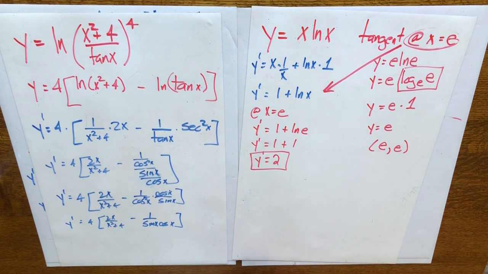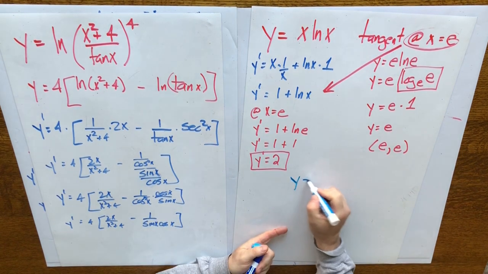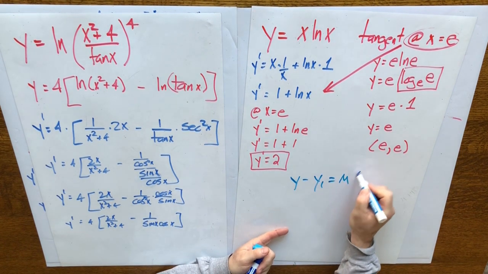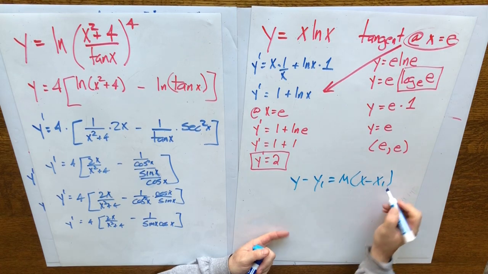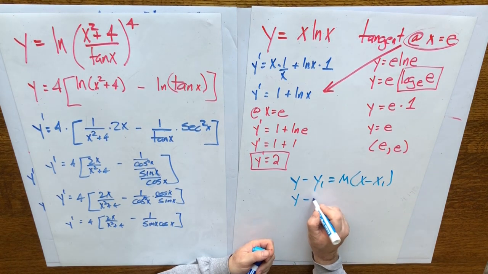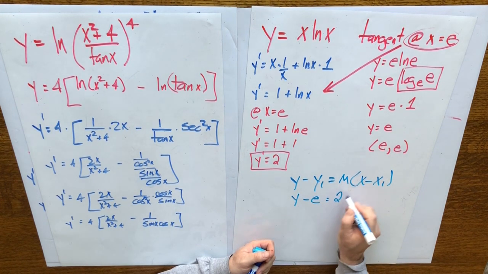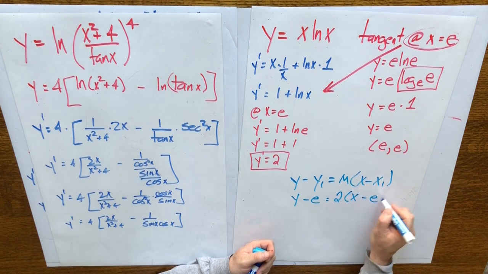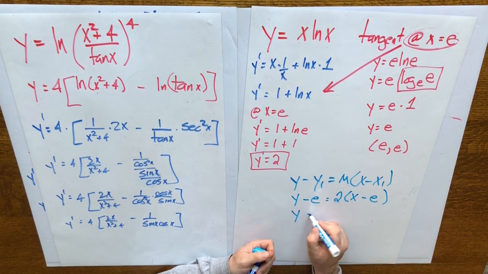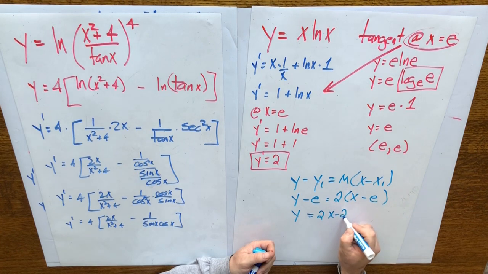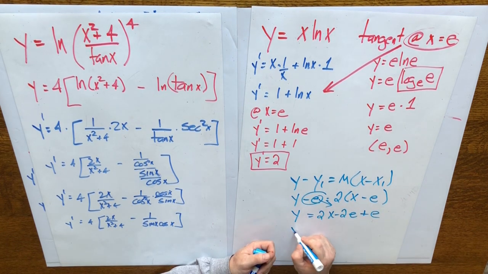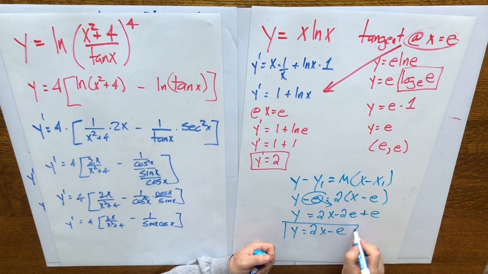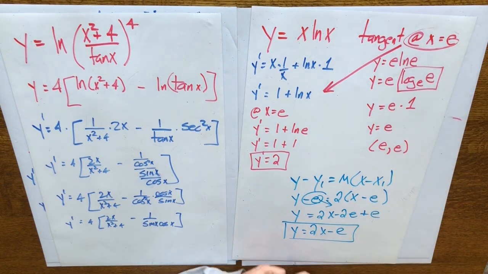Let's put those facts into an equation of our line formula. y minus y1 equals m times x minus x1. y minus e equals m times x minus e. y equals 2x minus 2e, and I'm going to transpose that to become a plus e. So y equals 2x minus e, and that's the equation of the tangent line at x equals e.